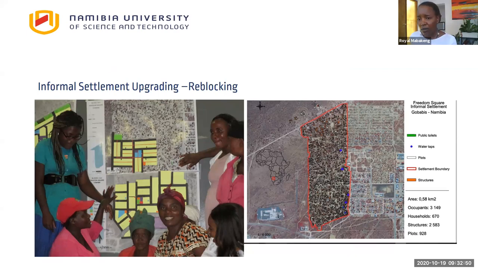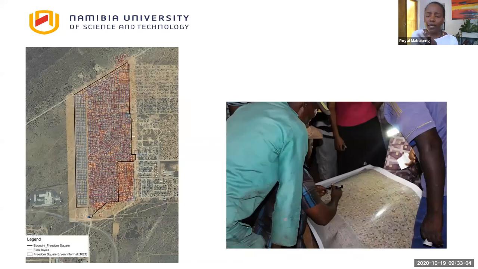Students from the town and regional planning department came in and discussed how they could go about designing and planning for the settlement. Communities went in, with the guidance of the students and some professionals, into designing their own layouts. At the end of the day we had this formalized layout that could identify the different areas within the community where people could shift with minimal disturbance.